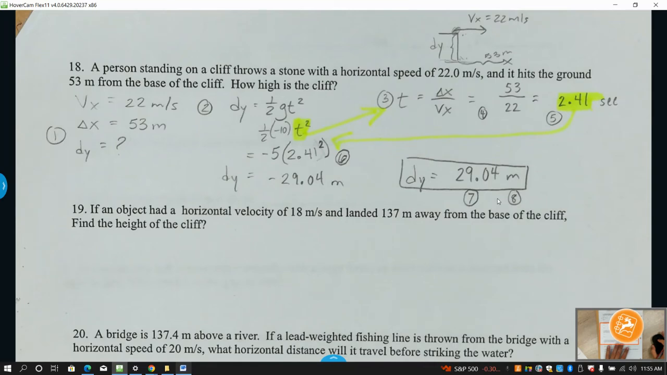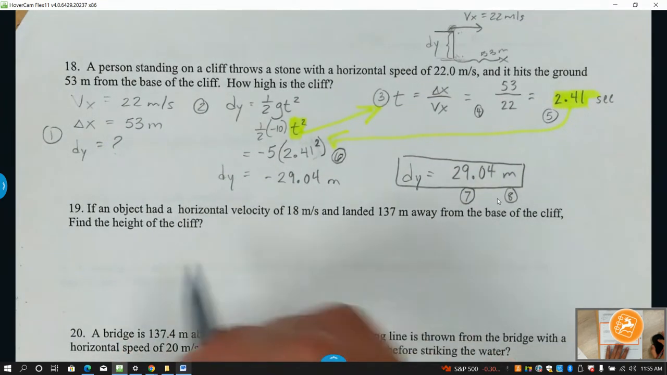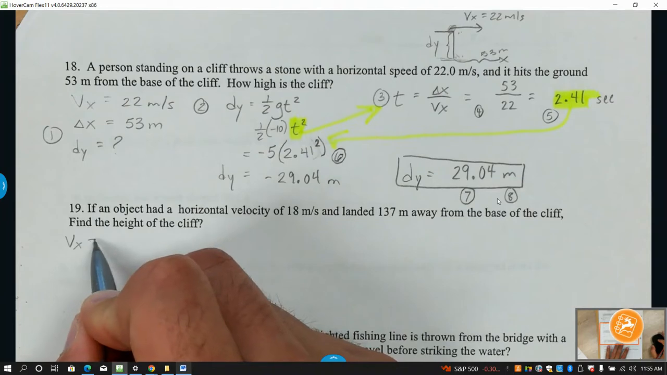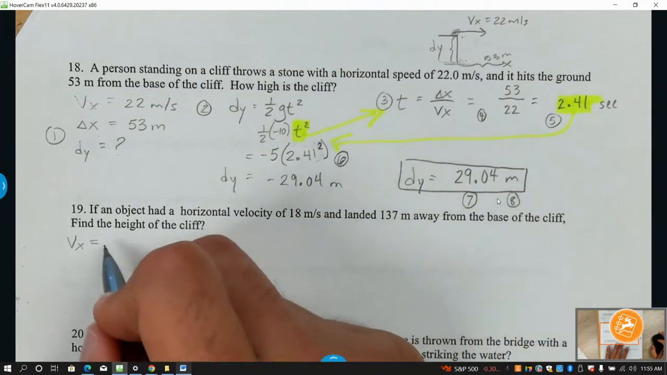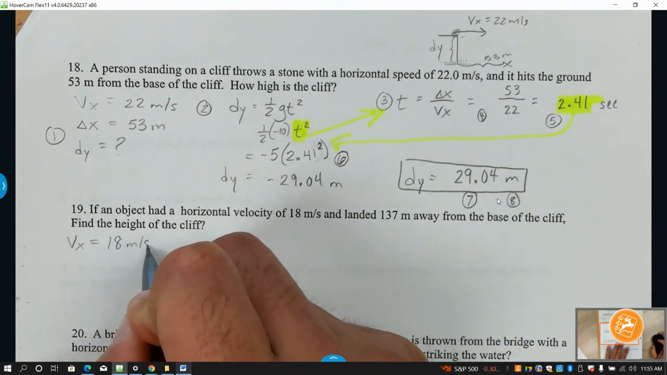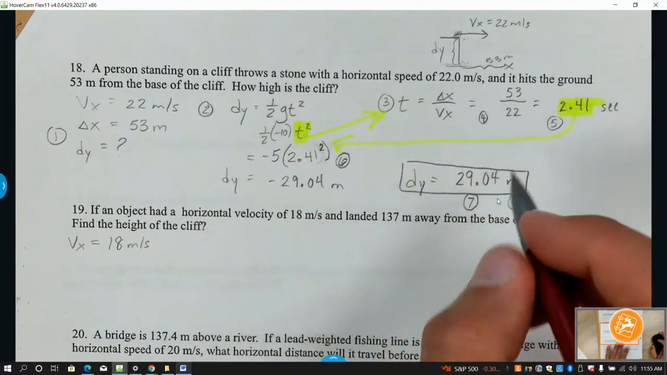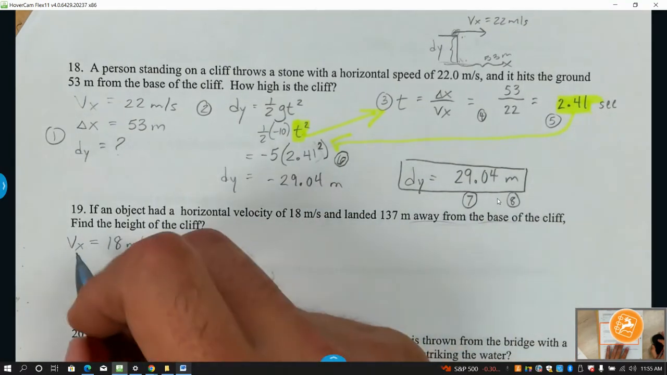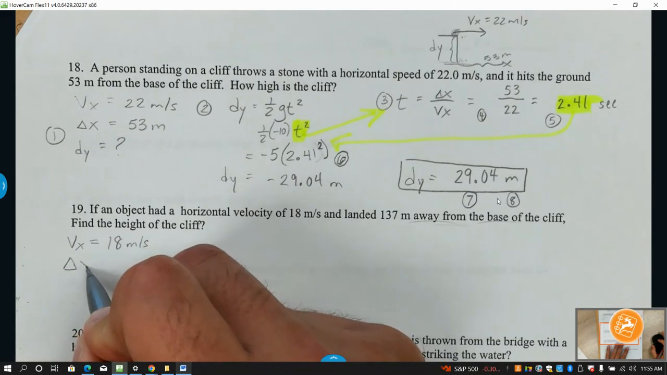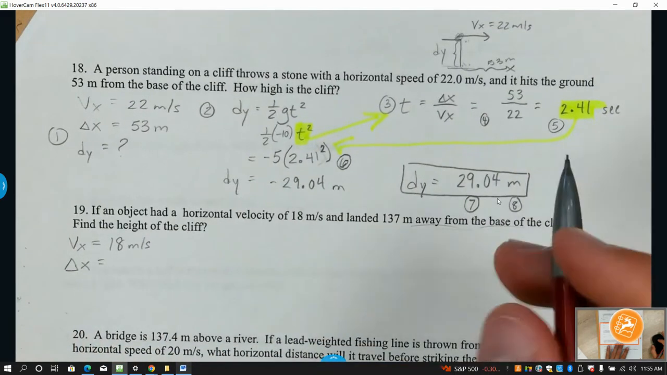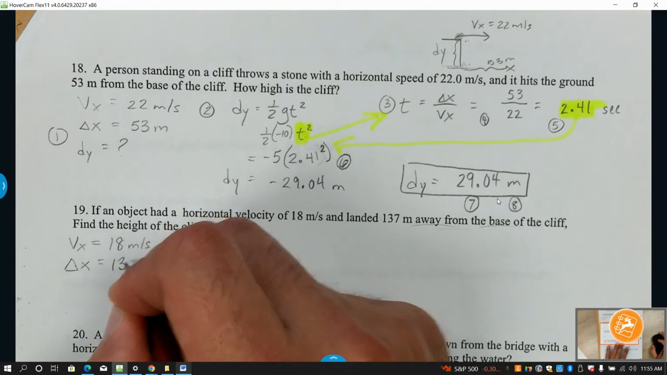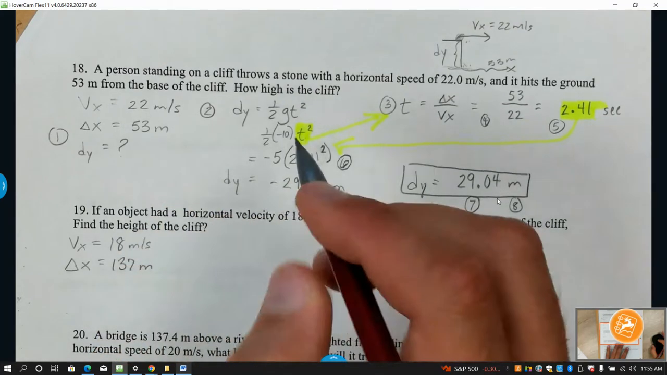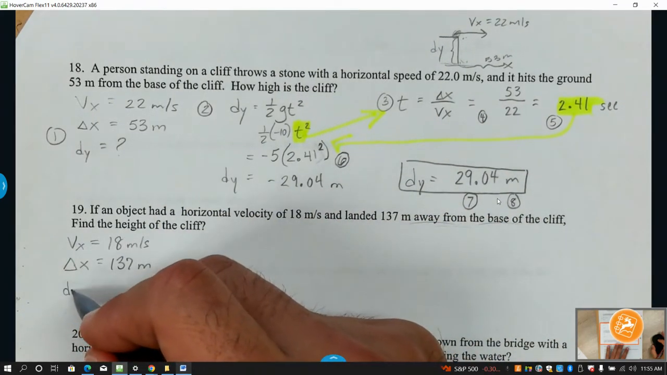Okay, 19. If I have horizontal velocity, that's Vx. Should start getting pretty easy with this. Vx, 18 meters per second. And it lands 137 meters away from the base of the cliff. By now, guys, that should just click. That's dx, or delta x, of 137 meters. Find the height of the object. Again, dy.